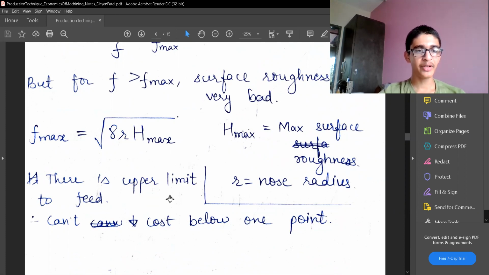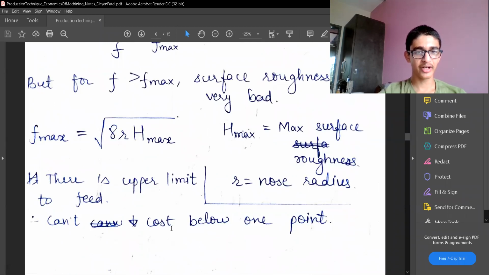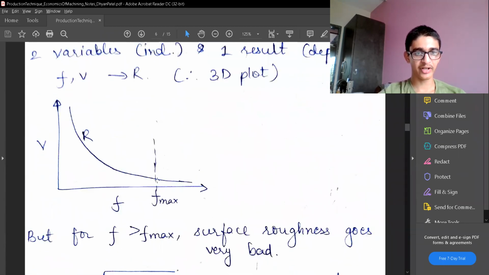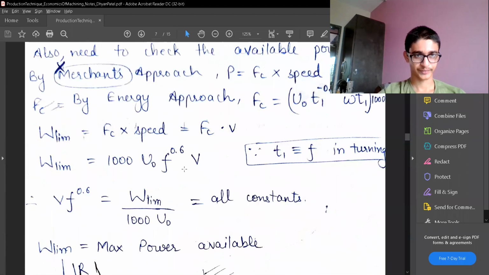So there is an upper limit to feed. That is what we have understood from that, and we cannot reduce the cost below that point, otherwise I need to increase the feed, and in that case my surface roughness is very bad. So that was one of the restrictions or constraints we had on the minimum cost, the feed rate which is allowed.